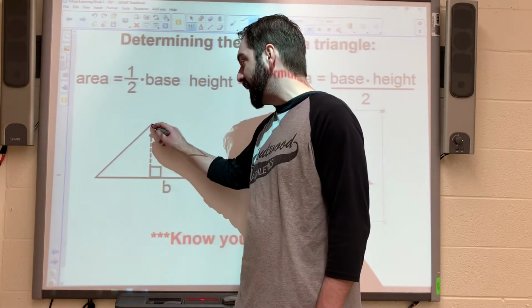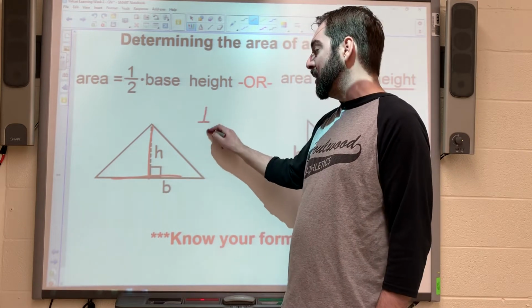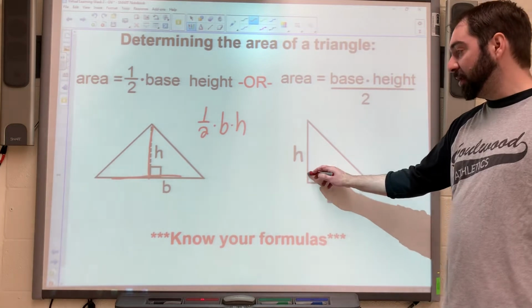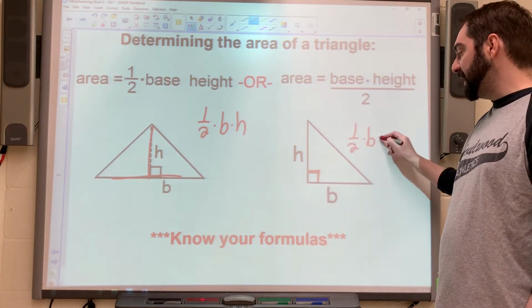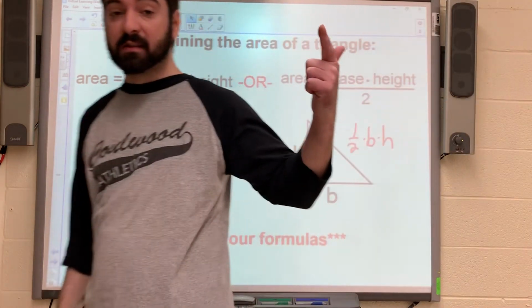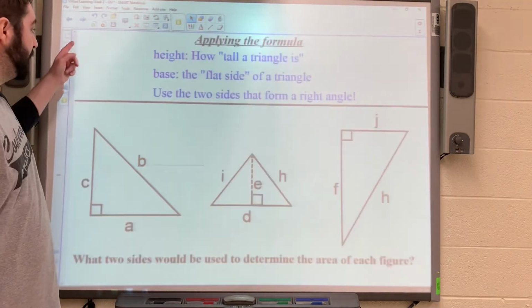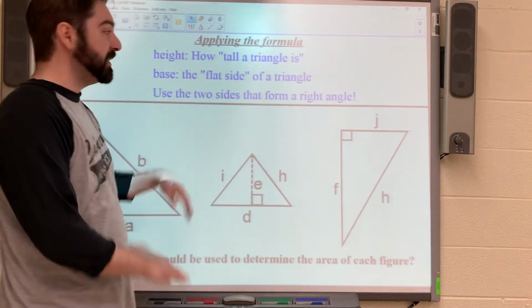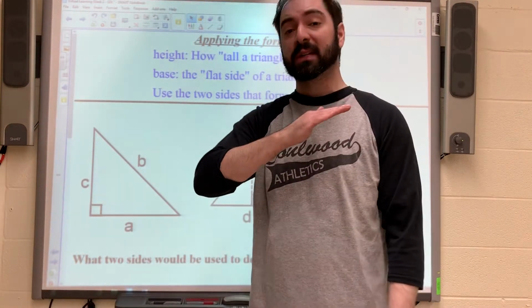So right here, if I knew the values of the height and the base, I would have 1/2 times the base times the height. Again, for this triangle, they told us right here, hey, that's a right triangle, 1/2 times the base times the height. Again, you need to know your formulas. Areas of circles, areas of squares and rectangles, area of triangles. Down below, or on the next slide, height is how tall a triangle measures. The base is the flat side. The hypotenuse, the slanted side, is something that we don't need in 7th grade.